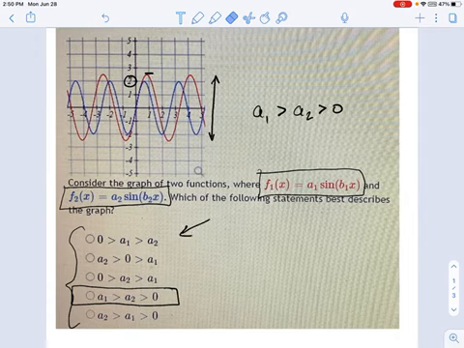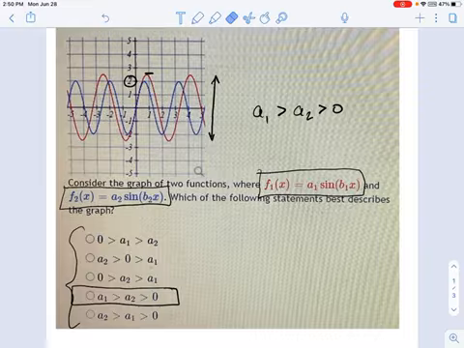So be careful of this one. Can't seem to erase that. Be careful of this one. It's a little confusing. Look at those inequalities, but you just have to sort your way through it, thinking in terms of what's the biggest amplitude. That's what the question's all about.